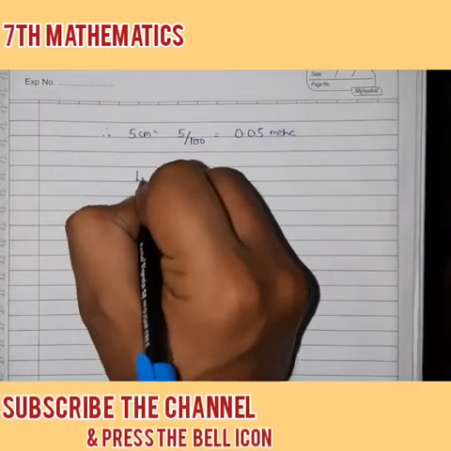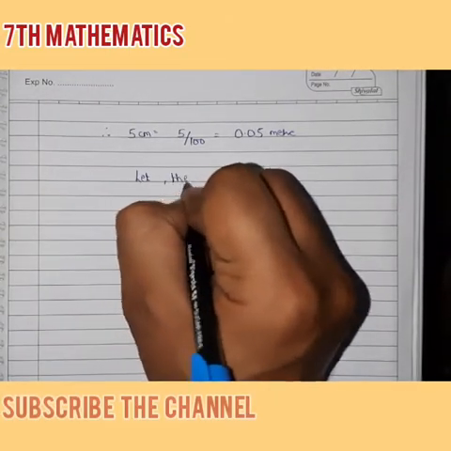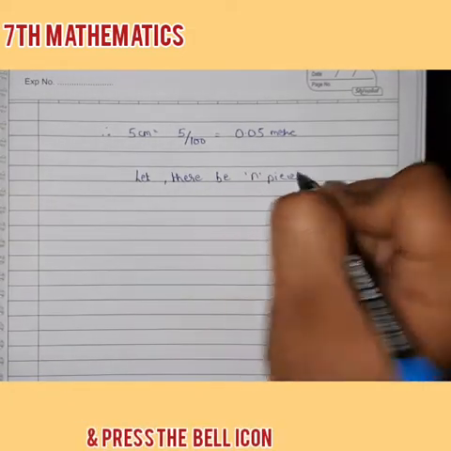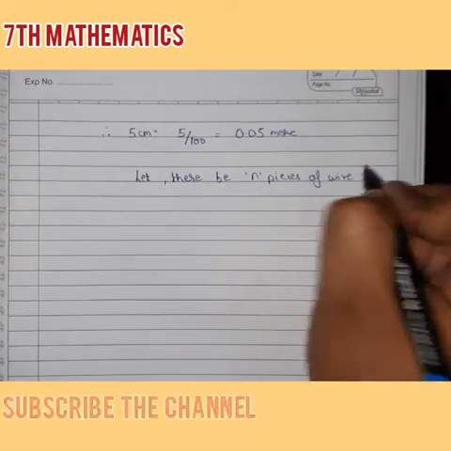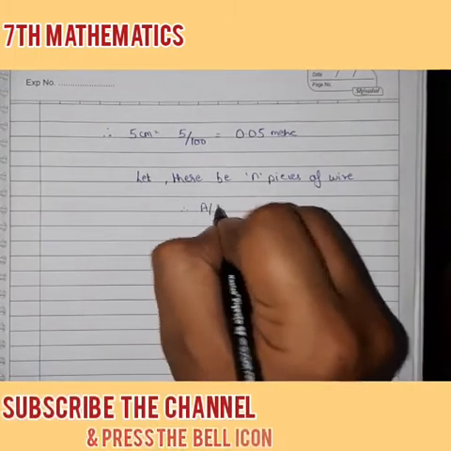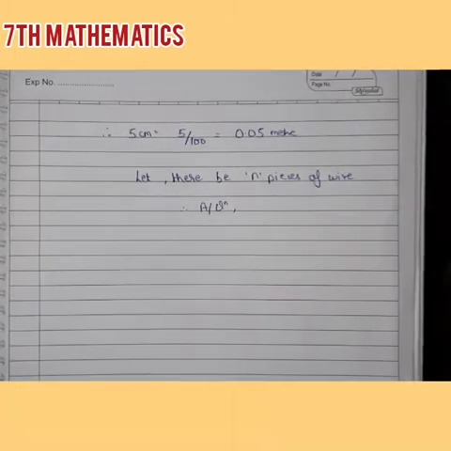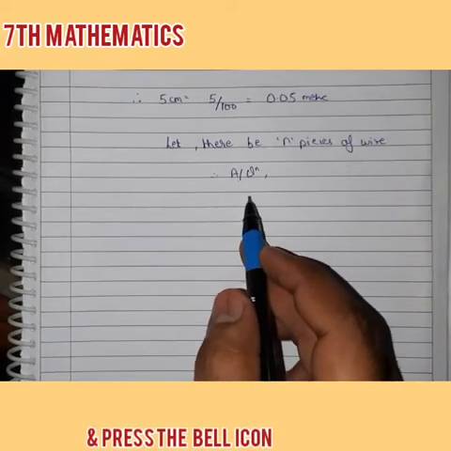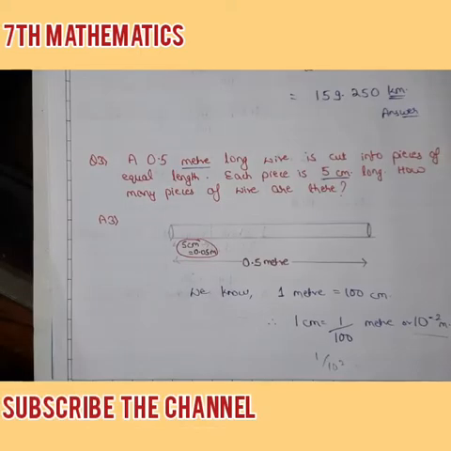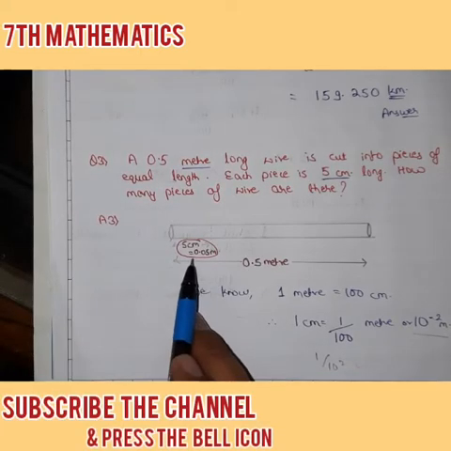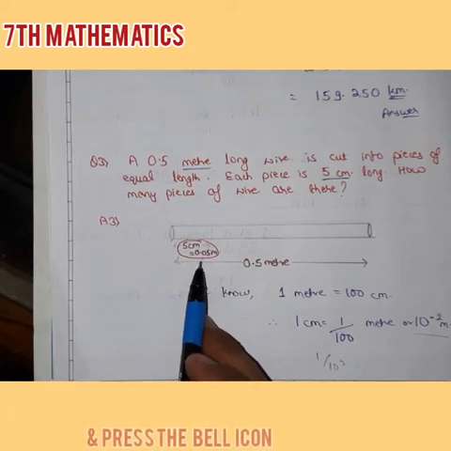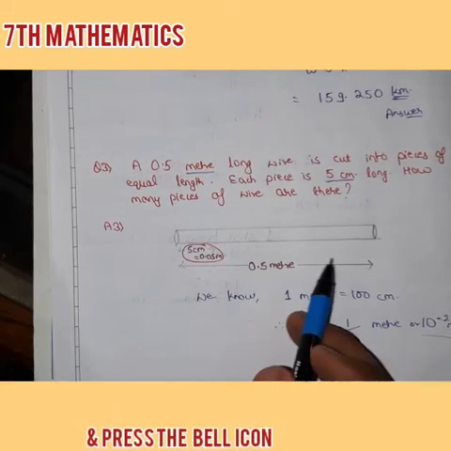Now let there be n pieces of wire. Why am I writing n pieces? Because we don't know exactly how many pieces will be there. Therefore, according to the question we can write, since each piece is of how much? 0.05 meter. It was given 5 centimeter. We have converted, each piece is of 0.05 meter. So how many such n number of pieces are there?